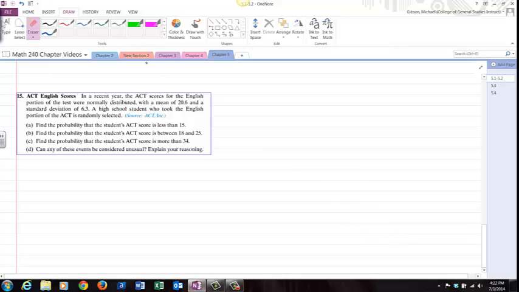Let's look at this one. ACT English scores. In a recent year, the ACT scores for the English portion of the test were normally distributed with a mean of 20.6 and a standard deviation of 6.3. Part A. Find the probability the student's ACT score is less than 15. Okay, so this time it words it in terms of probability, right? But again, it's the same thing as the area. So let's draw the picture.